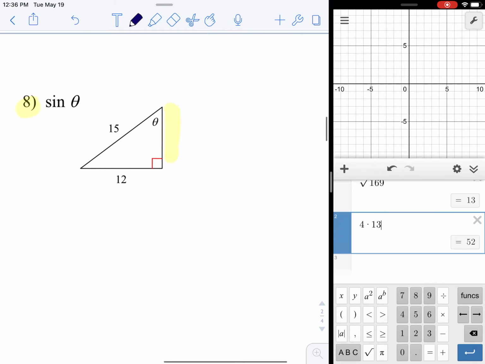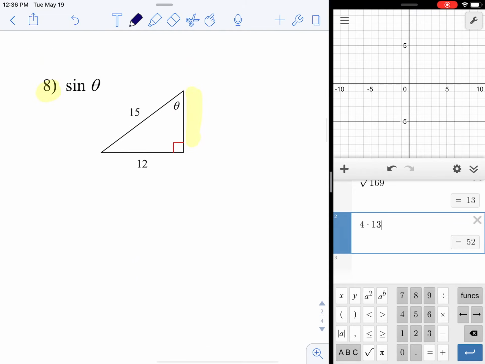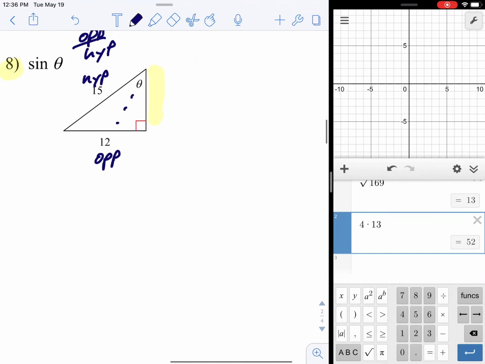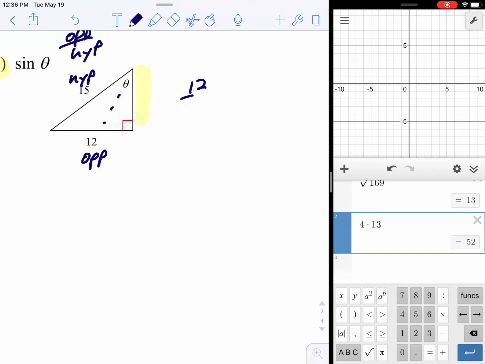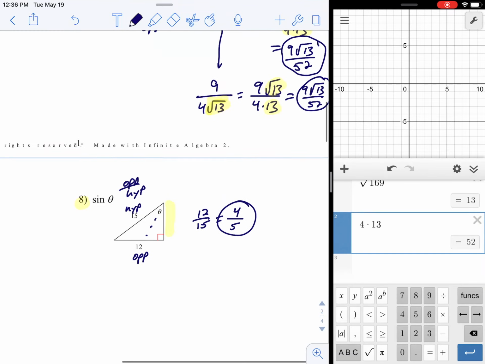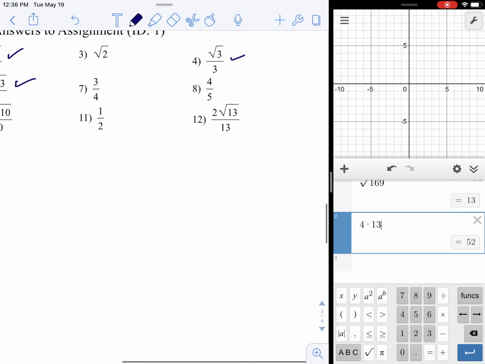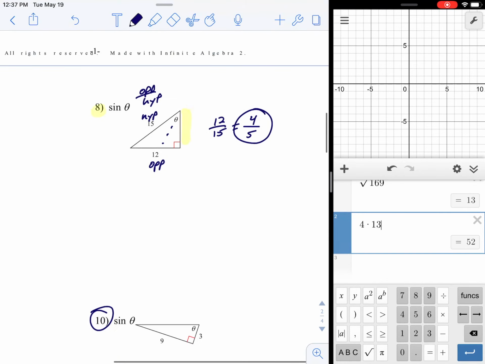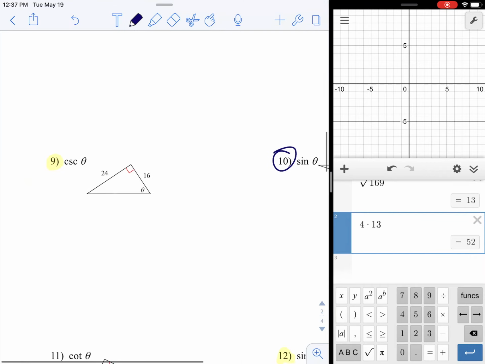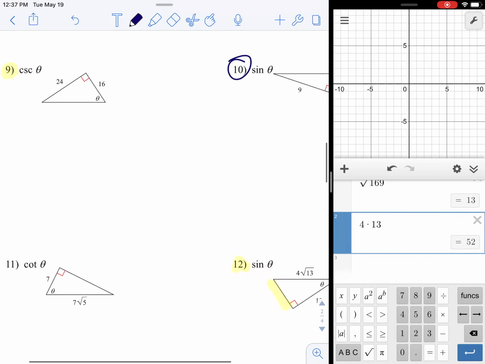I'll do that one. Okay, so what is sine? Sine, SOHCAHTOA, is opposite over hypotenuse. The opposite side is over here. Oh, that's good. The hypotenuse is right here. This side is irrelevant anyway, so who cares? So opposite over hypotenuse is 12 over 15. You can reduce 12 over 15, divide them both by 3, you get 4/5. So number 8, the answer should be 4/5, and there it is. Let's look at number 9. So I'll do 9. I'm assigning 10.